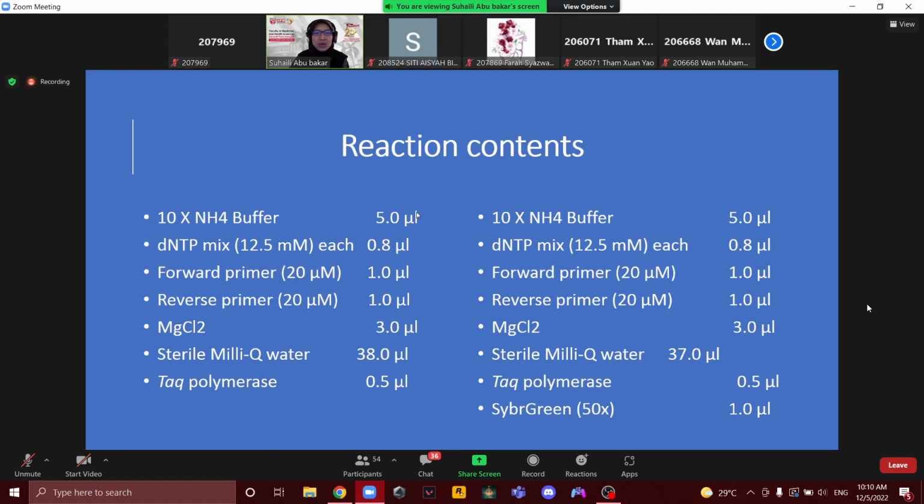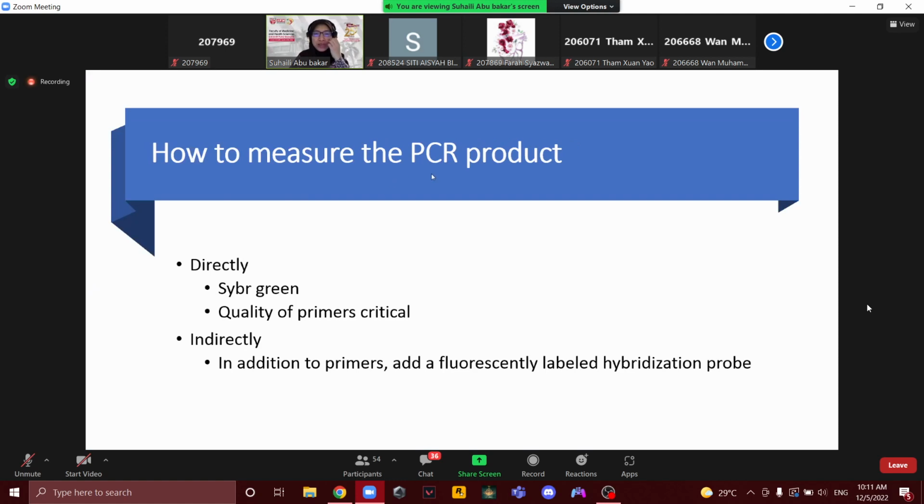Volume ni depends on your laboratory. Don't memorize it. But you can see that the primer is less volume. Sikit je. Compared to the buffer memang banyak. Milli-Q water is a buffer. Distilled pure water. Buffer is buffer. And then we top up with the water. And then Taq polymerase because both amplification. Both. Okay. So how to measure the PCR product for real-time PCR?